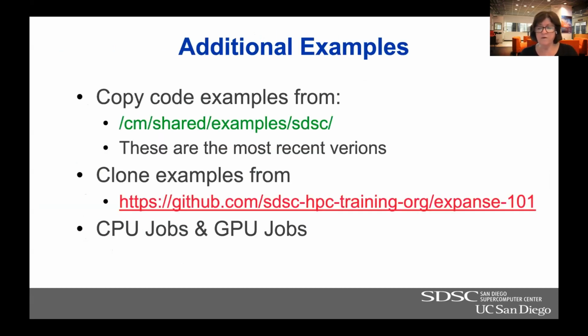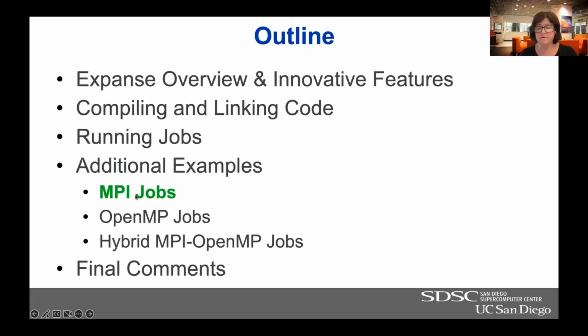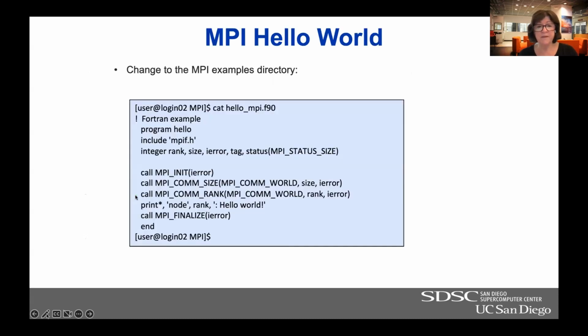So I can go through other examples. You can clone them from these different places. Looking in CM shared, you can copy from there. I have some examples expanding on what's in CM shared in this tutorial here. And we have examples for CPU and GPU jobs. So here's an example of an MPI job. Hello MPI.F90. We do have this C example, I think, as well.